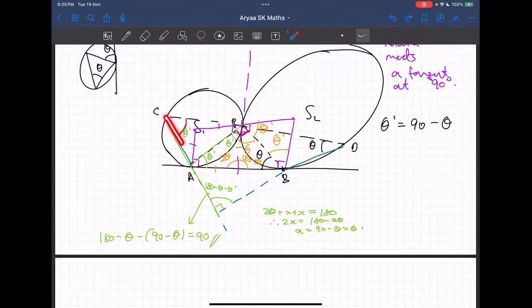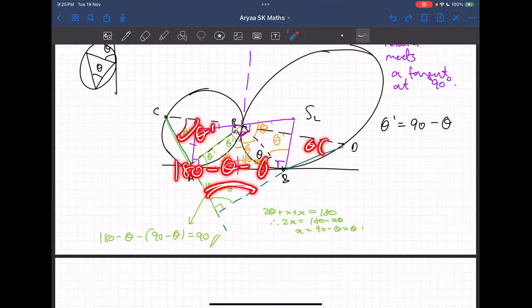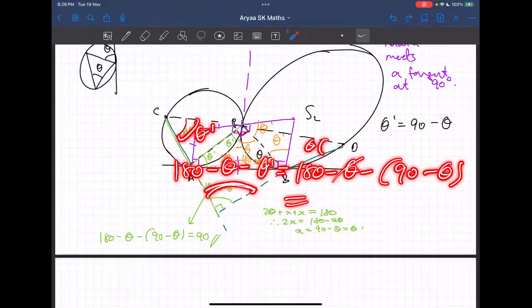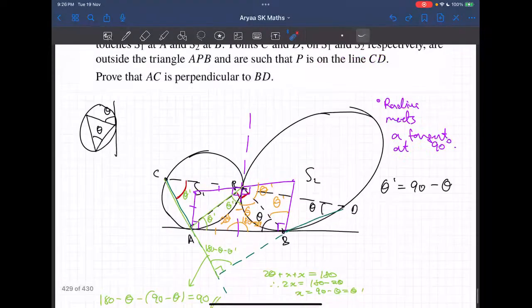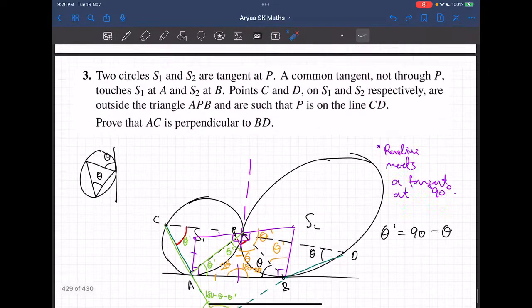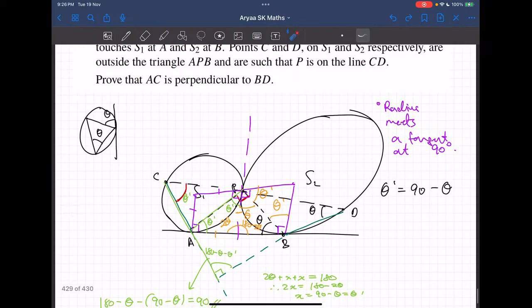And then we have this big triangle over here, so we have theta here, theta dash here, so this is going to be 180 minus theta dash, which is 180 minus theta minus 90 minus theta, which is equal to 90 degrees. So that's a right angle, and they meet at a right angle, therefore AC is perpendicular to BD. There we go.